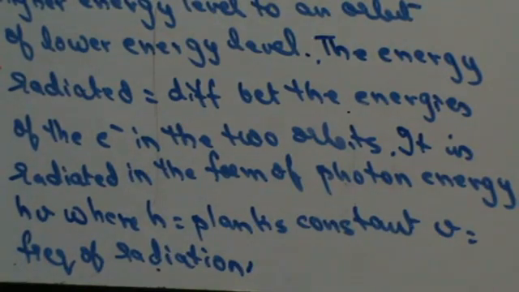Next, once you have this, let's see this. Let's assume that according to this postulate, En is the energy of the electron in the initial or the higher orbit, and Ep is the energy of the electron in the final orbit.